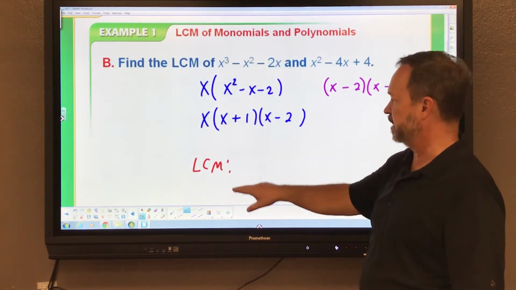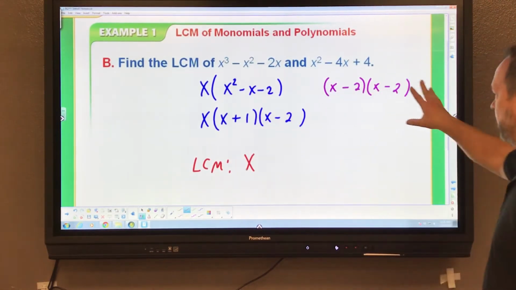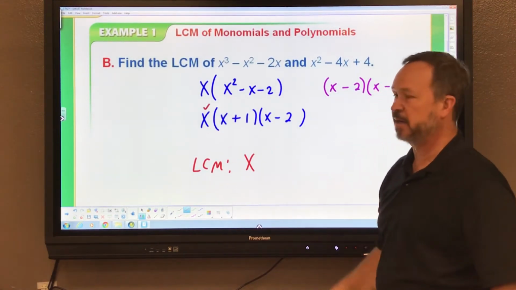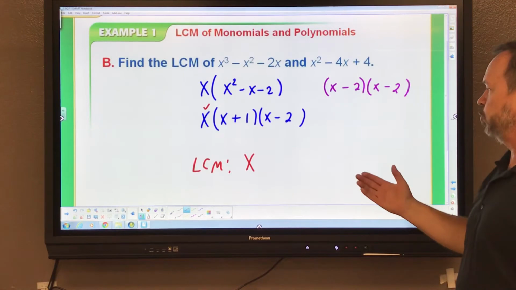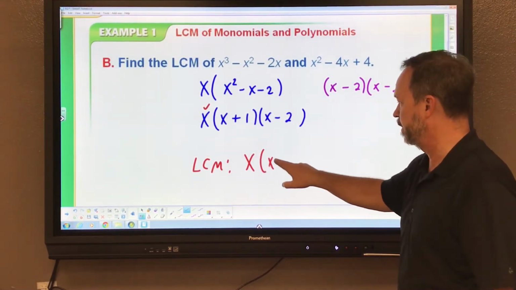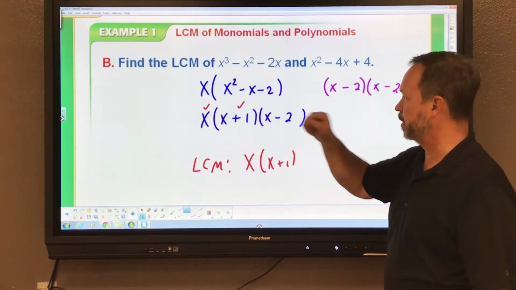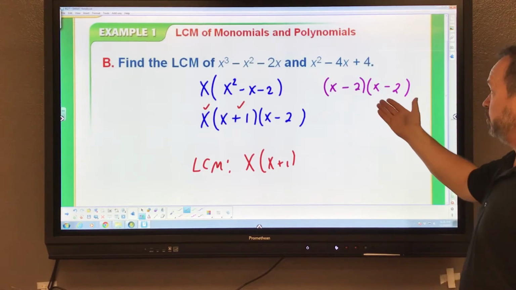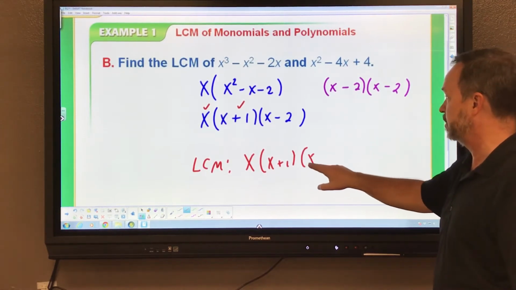It's got to have an X in it. X is only found one time. X by itself, only found one time. Put a little check mark there because I've dealt with it. X plus 1, where's it found the most? One time. Little check mark. X minus 2, where's it found the most? One time here, 2 times here, so 2 times.